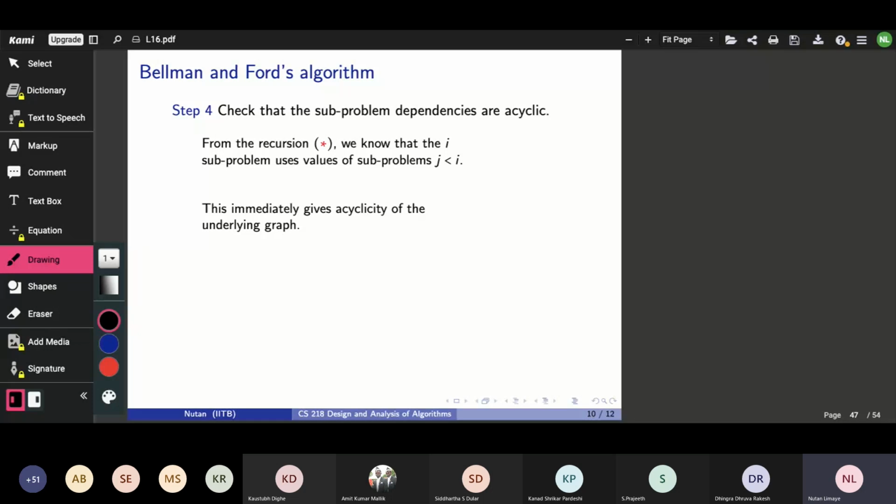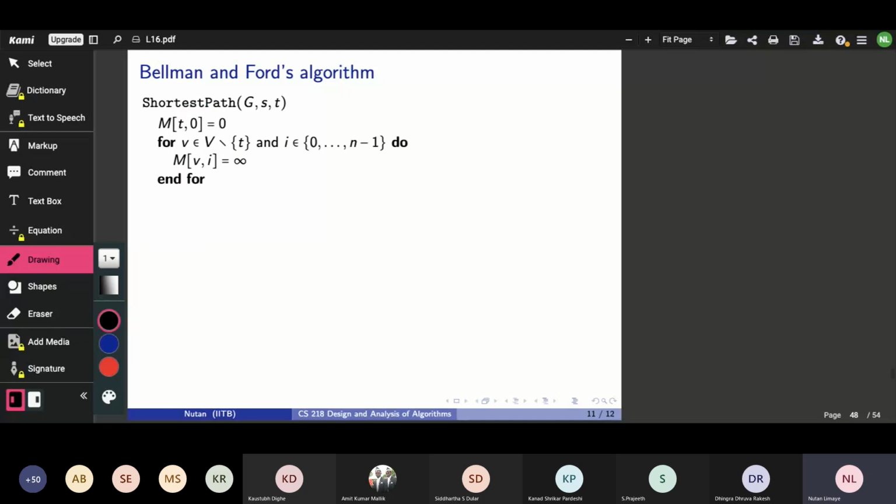In the sense, in one of the two subproblems we saw in recursion star, one was only v comma i minus 1. So in terms of v, we really didn't make any progress. But definitely we only queried v for a smaller value of i, namely for i minus 1. So that was the advantage. Now this immediately gives acyclicity of the underlying graph, because this is what acyclicity anyway means.